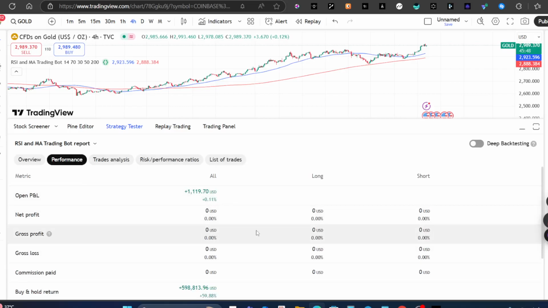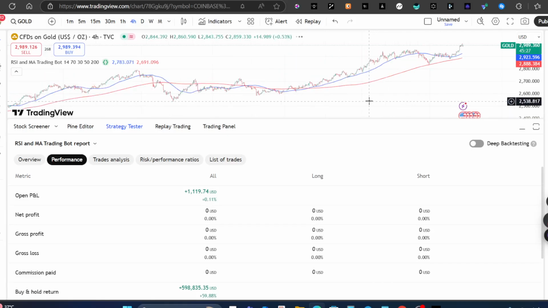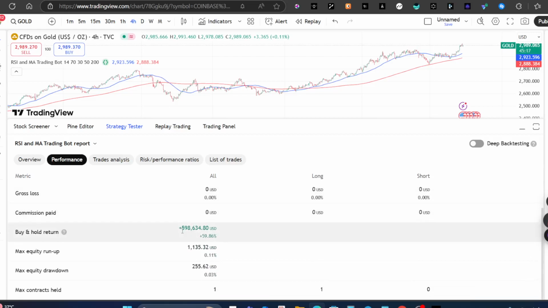Okay, let's just work with what we have here. Based on the information given to us by this strategy tester, the bot is expected to have an open profit of over $1,000 right now, and a buy and hold return of almost 60%.